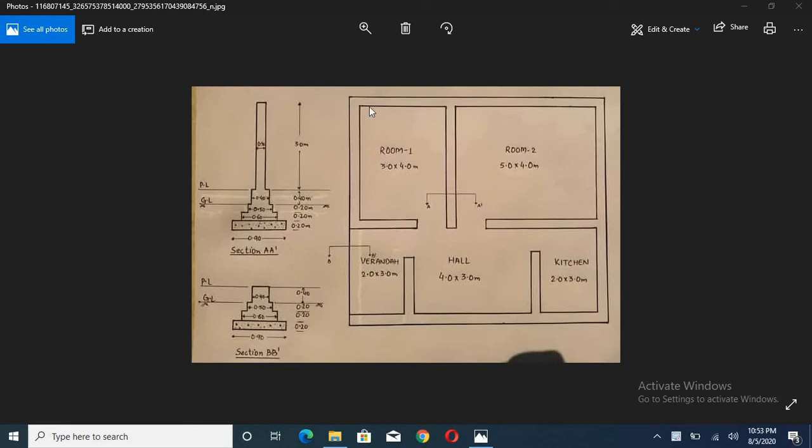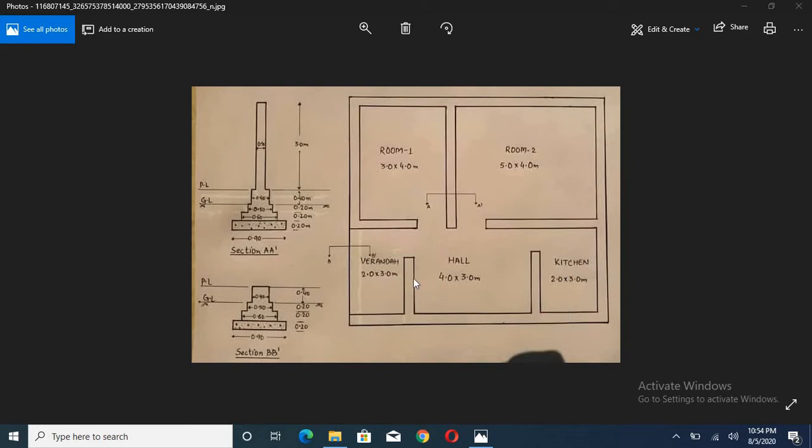We can see from this corner to this corner the dimension is 3 meter, and from this corner to this corner the dimension is 4 meter, and from this corner to this corner the dimension is 3 meter. And again for room 2, from here to here the dimension is 4 meter, and from here to here the dimension is 5 meter. Similarly for the kitchen, from here to here 2 meter, and from here to here 3 meter.